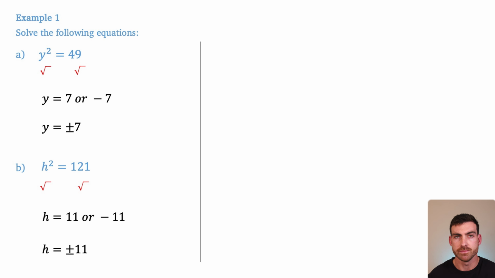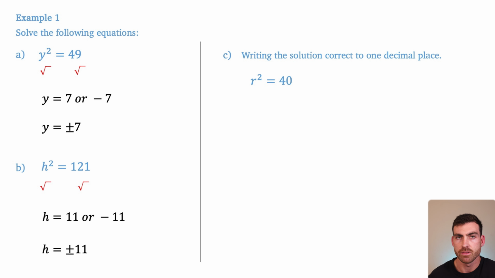In example C, we're asked to round to one decimal place. This is still a quadratic. We use the square root again to both sides. When we complete the left-hand side, the square root and the square cancel out, so we're left with just r. On the right-hand side, the square root of 40 is 6.32455, and the decimal still continues.